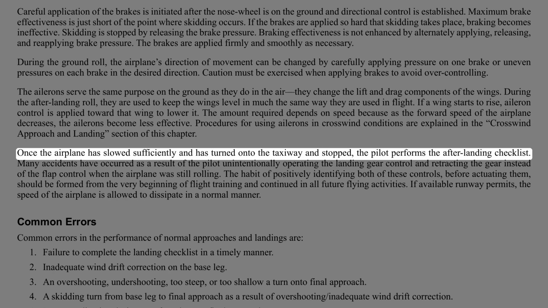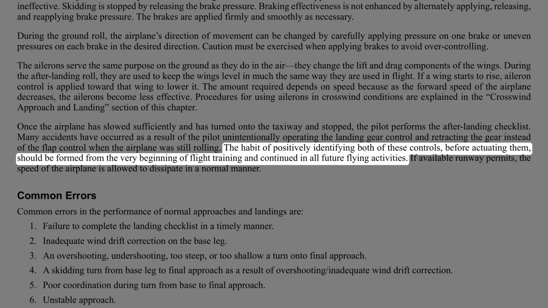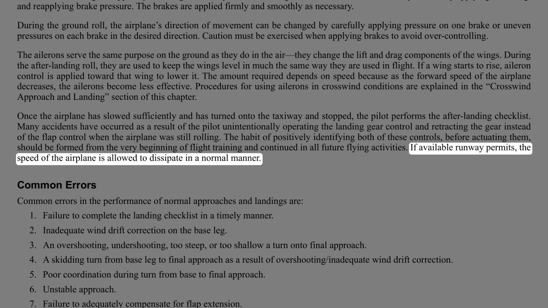Once the airplane has slowed sufficiently and has turned onto the taxiway and stopped, the pilot performs the after-landing checklist. Many accidents have occurred as a result of the pilot unintentionally operating the landing gear control and retracting the gear instead of the flap control when the airplane was still rolling. The habit of positively identifying both of these controls, before actuating them, should be formed from the very beginning of flight training and continued in all future flying activities. If available runway permits, the speed of the airplane is allowed to dissipate in a normal manner.